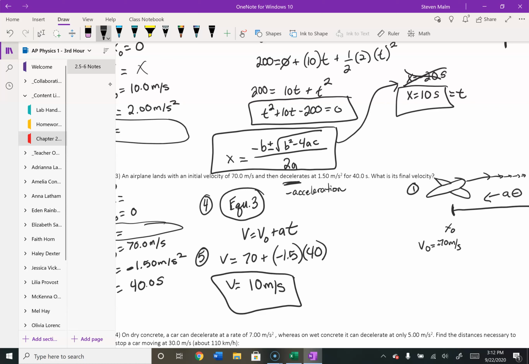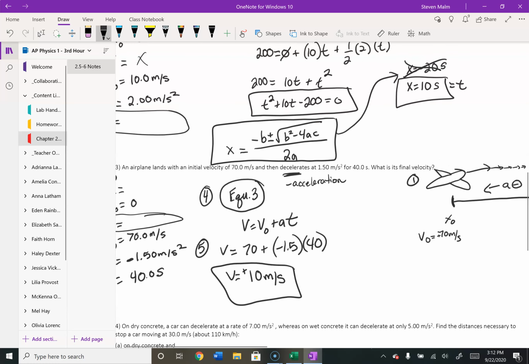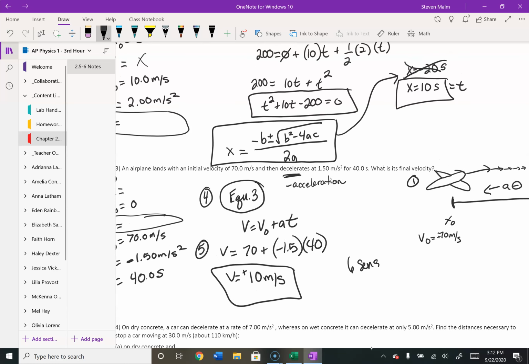Does it make sense that the thing has changed its speed dramatically, or its velocity dramatically? Absolutely. Is it still moving in a positive direction? Yes, because he's still trying to go to the right. If at some point he starts going left, then you know something's wrong, because our goal is to stop the airplane, not get him to go the opposite direction from what he's going. So does this answer make sense? In my opinion, yep, it does.